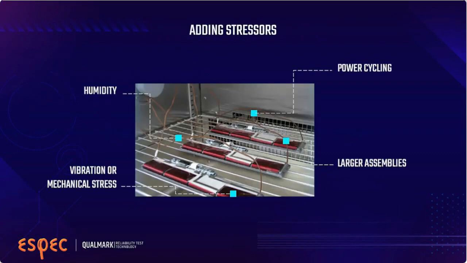Other aspects of HALT methodology can be applied to your current testing regimen. Leveling up by additional stressors such as humidity, power cycling, mechanical stress with vibration or other inputs. You can do live monitoring of the DUT for fault or errors due to intermittent failures. And you can try testing larger assemblies, as the closer you are to the final product, the more realistic the test is going to be.